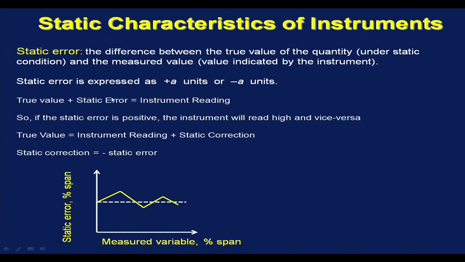If true value plus static error is equal to instrument reading, and if the static error is positive, the instrument will read high, and if the static error is negative, the instrument will read low. So, true value can be equated to instrument reading plus static correction. In other words, static correction is equal to minus of static error.